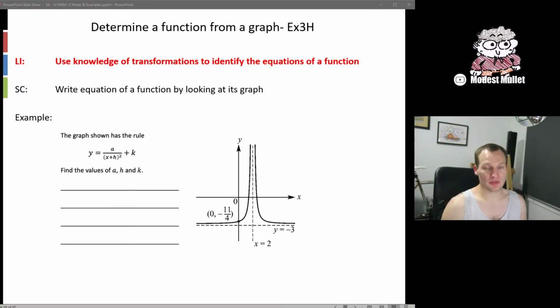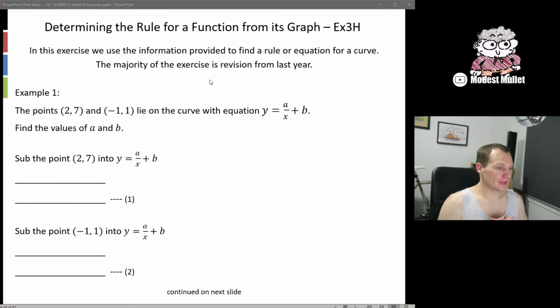We are given a picture of a truncus that has an asymptote at x equals 2 and an asymptote at y equals -3. And we can also see its y-axis intercept is at (0, -11/4). So using those, it's saying find the values of a, h, and k. So that's what we're heading towards. First off, we're going to actually start by looking at if we're just given points on a line.